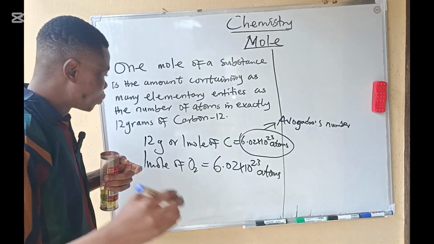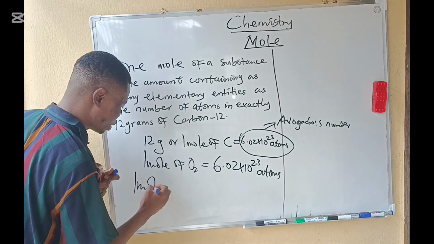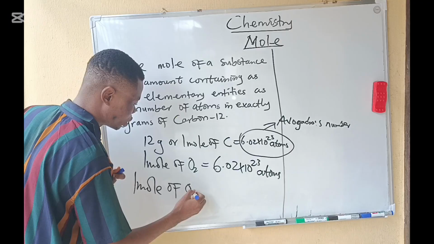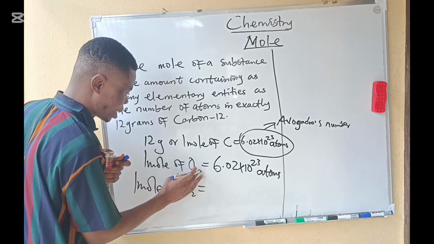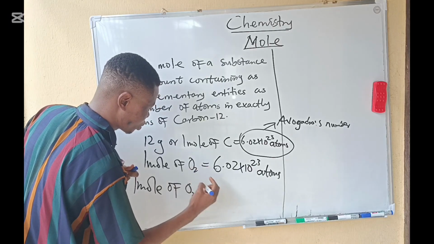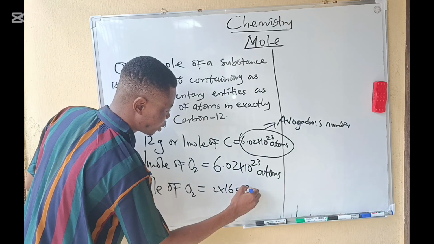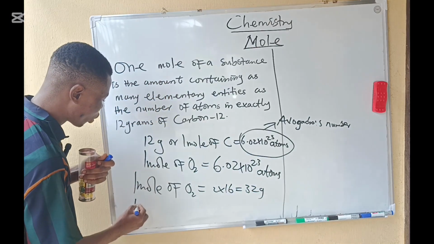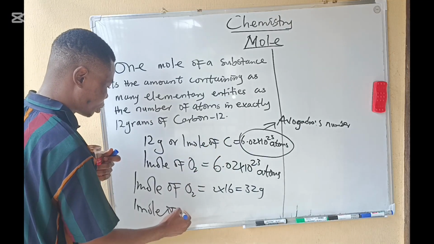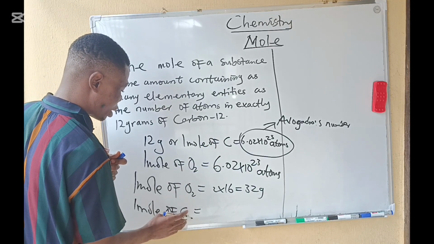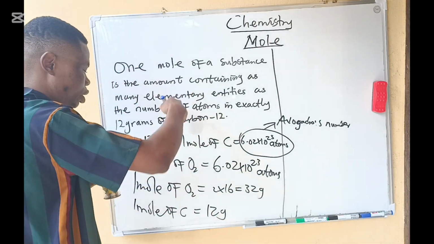So through this mole, 1 mole of the same substance, 1 mole of oxygen, can give you what? The molar mass of this oxygen. Molar mass. The molar mass of this oxygen is going to be 2 times 16, that will give you 32 grams. Also, 1 mole of the same substance, let me use carbon, C, will give you the molar mass of carbon, which is 12 grams. So this is what the definition means.